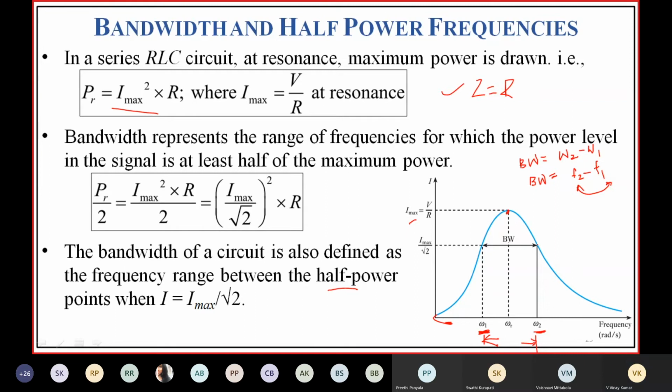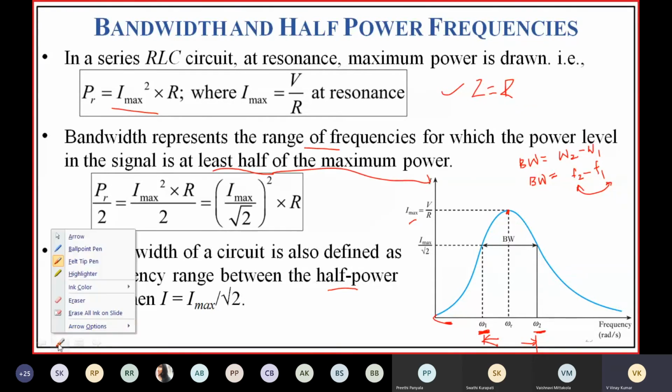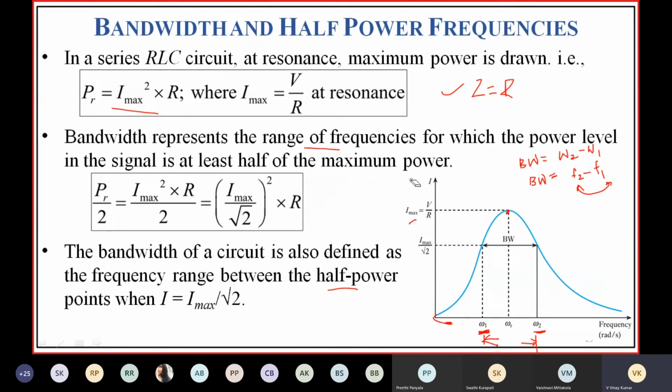The lower cutoff frequency and upper cutoff frequency occur at half power, half of the maximum power. So here it is written: bandwidth represents the range of frequency for which the power level in the signal is at least half of the maximum power.